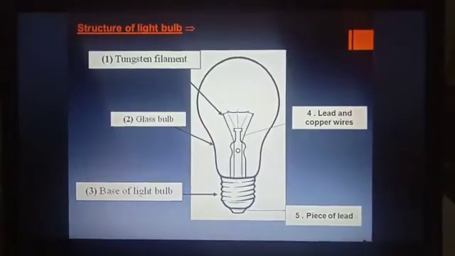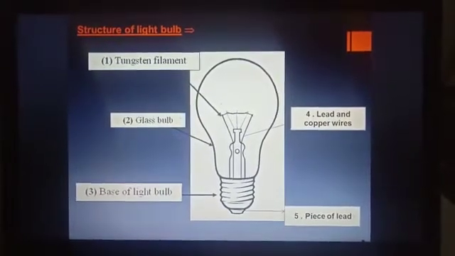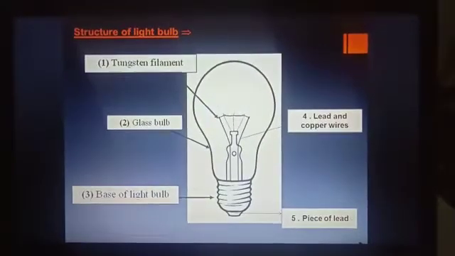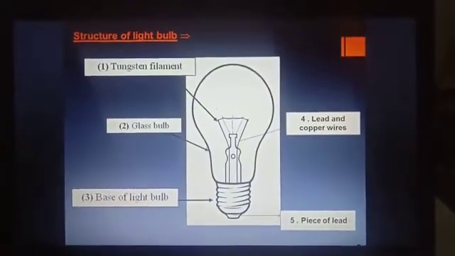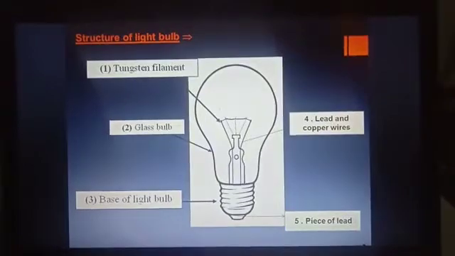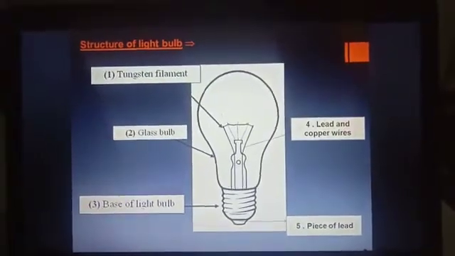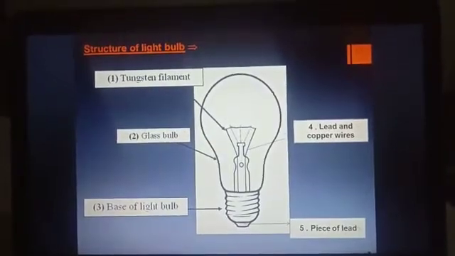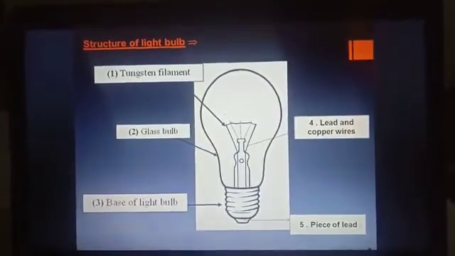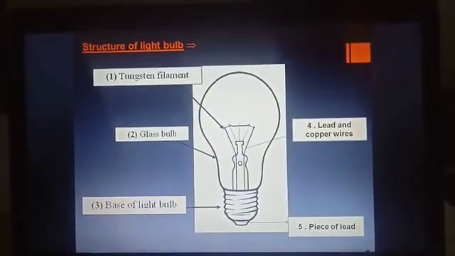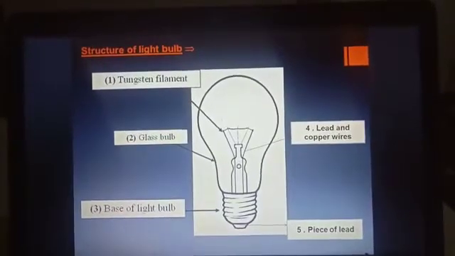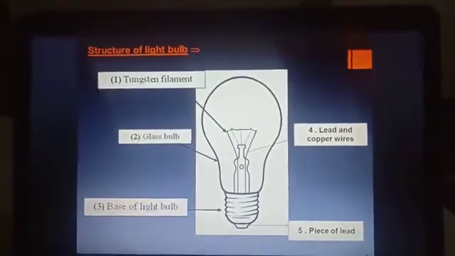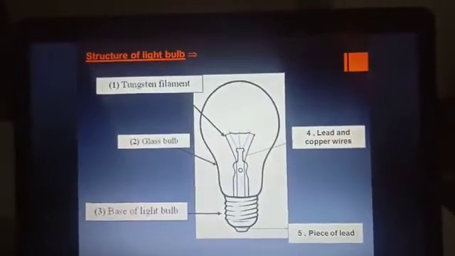Why is the tungsten filament made of tungsten? Because tungsten has a high melting point and it prevents the filament from burning. What is the gas inside the glass bulb? It's argon gas. Why argon gas? Because argon gas doesn't burn and doesn't help in burning. So it increases the lifetime of the tungsten filament and prevents it from burning.